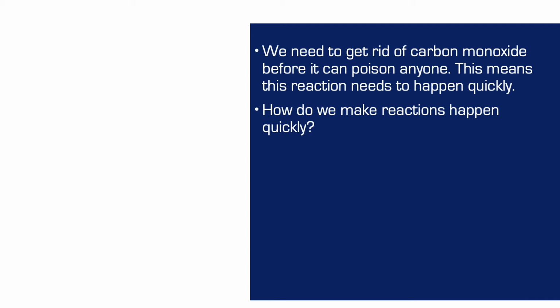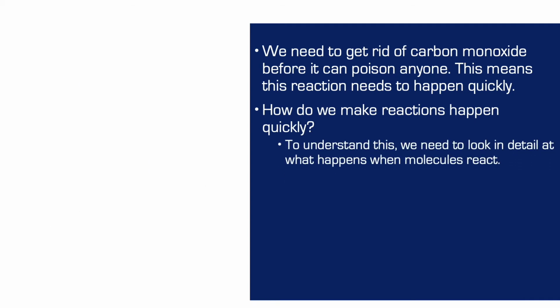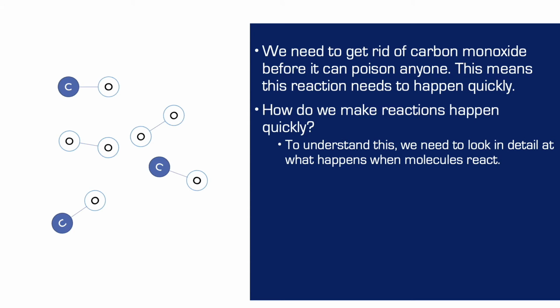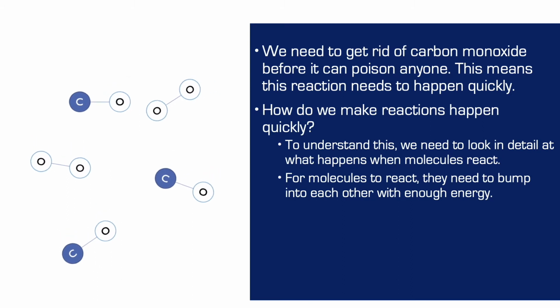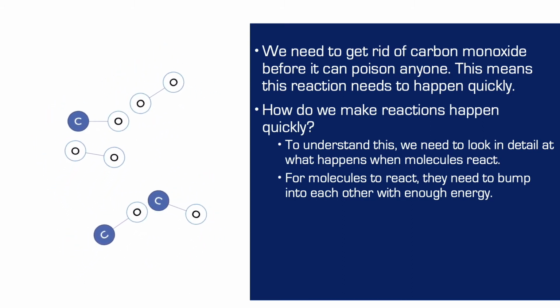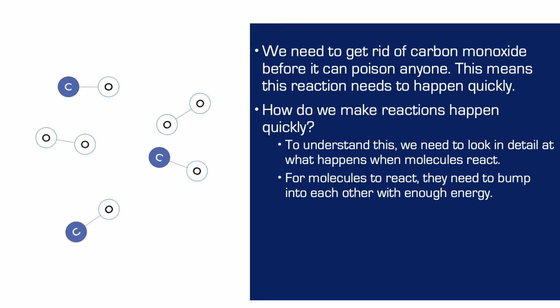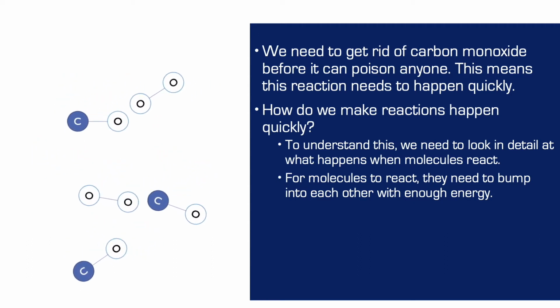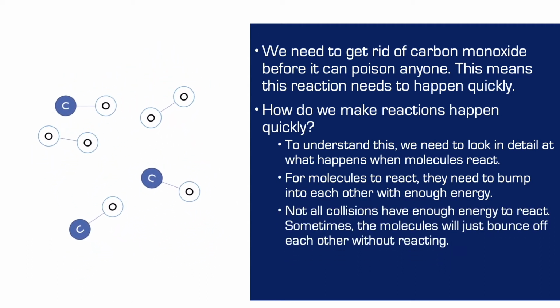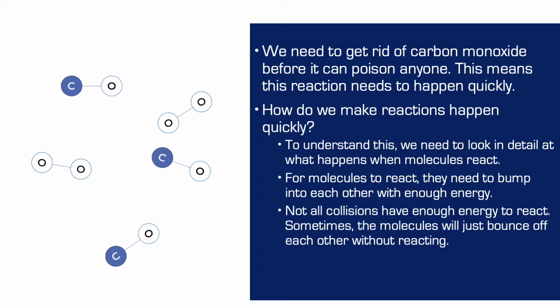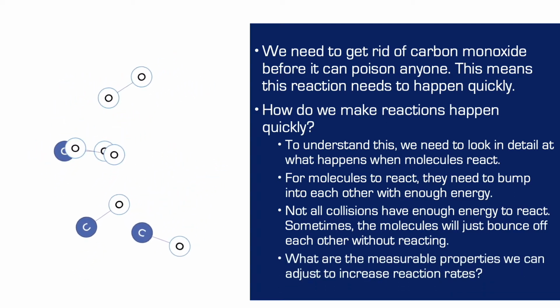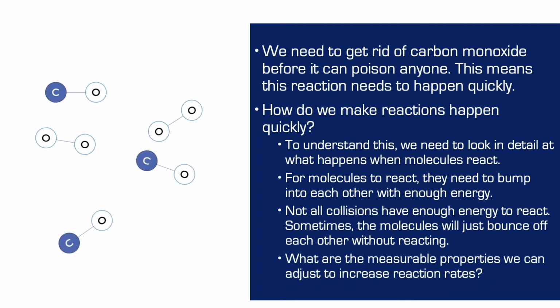To understand this, we need to look in detail at what happens when molecules react. For molecules to react, they need to bump into each other with enough energy. Not all collisions have enough energy to react. Sometimes the molecules will just bounce off of each other without reacting. So what are the measurable properties we can adjust to increase reaction rates?